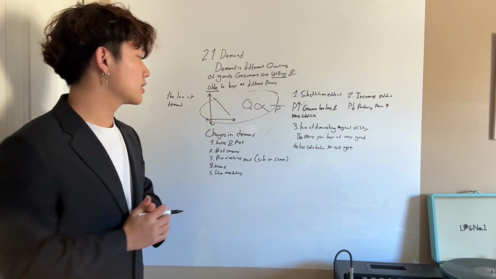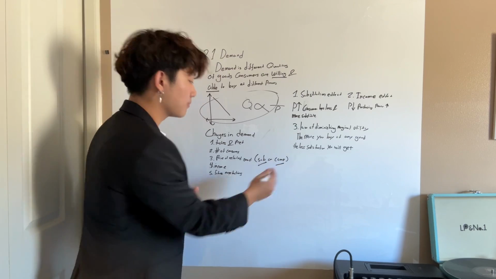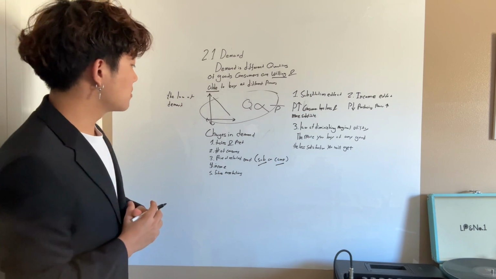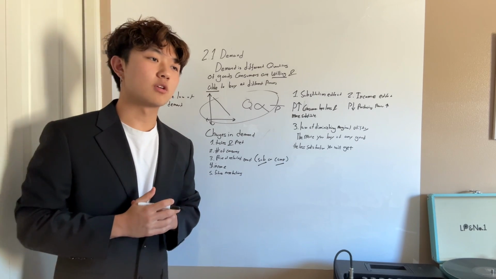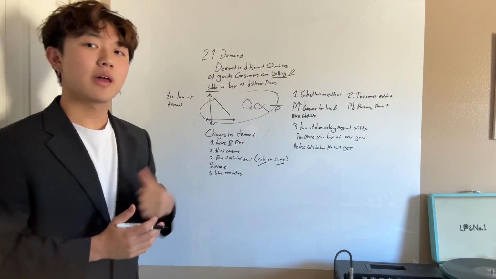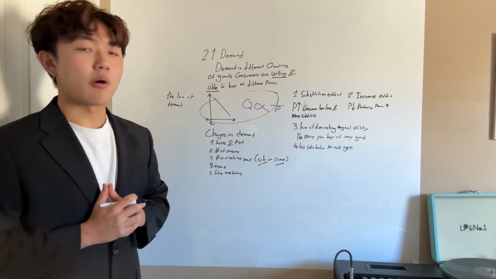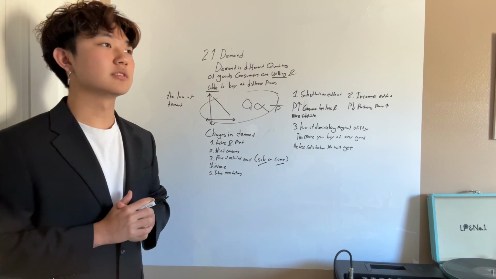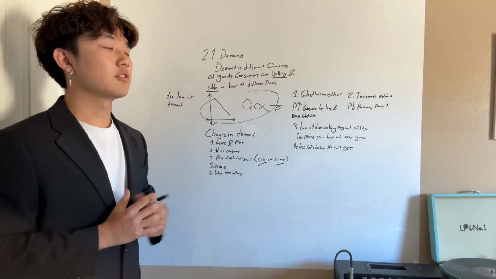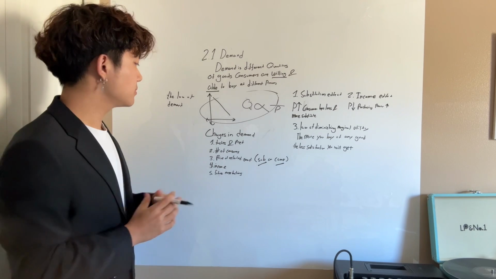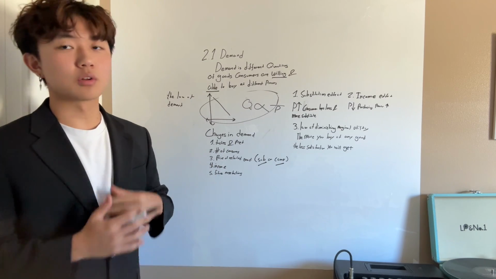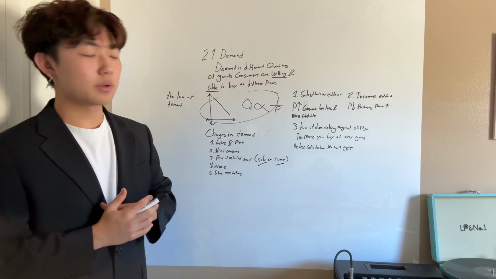And price of related goods. It says sub and comp. Sub stands for substitutes and comp stands for complements. So if the demand for, let's say, milk goes up, cereal will go up as well. Or if cereal goes up, milk will go up as well. Now, substitute is if the demand for price of related goods. Like if milk goes down, the demand for cereal will increase.